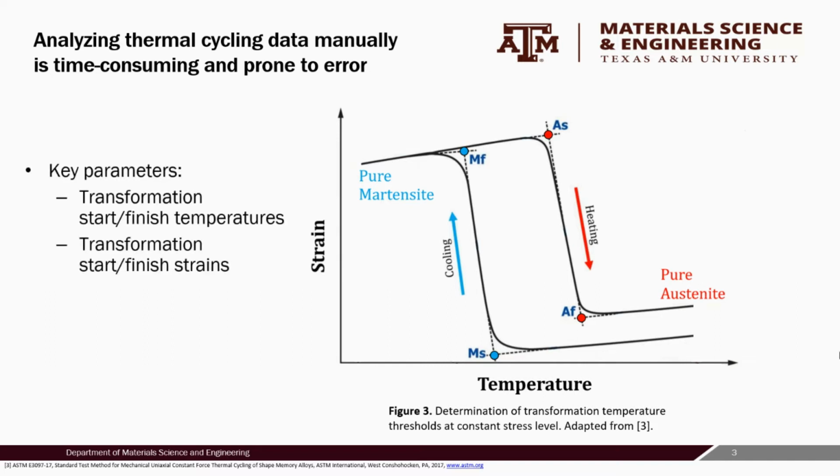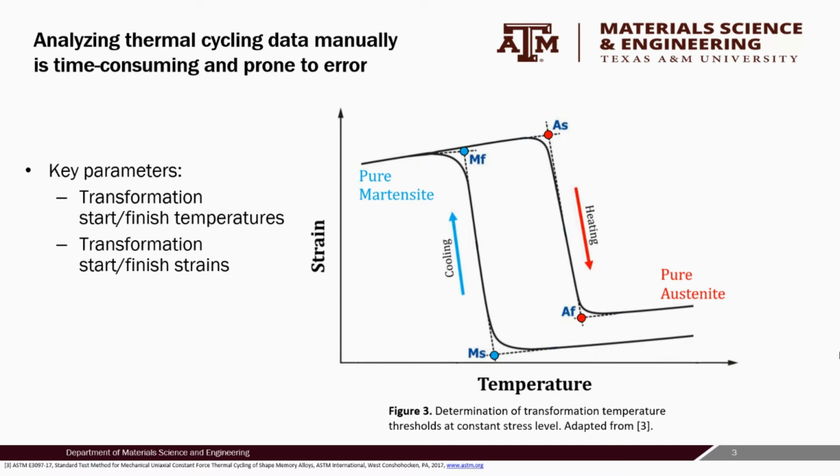Key properties to measure from these tests are the start and finish points of these transformations, designated with the subscripts S and F, respectively. Referring to the figure, MS indicates the start of the transition from austenite into martensite. MF indicates that the sample is now fully in the martensite phase. AS indicates that the sample is beginning to transition back into austenite. Lastly, AF indicates the sample is now fully austenite once again.